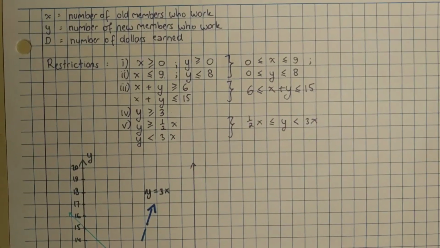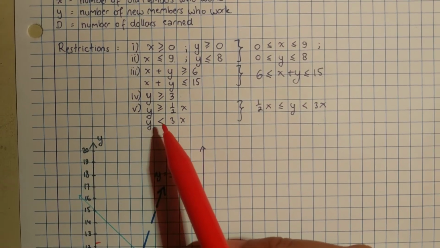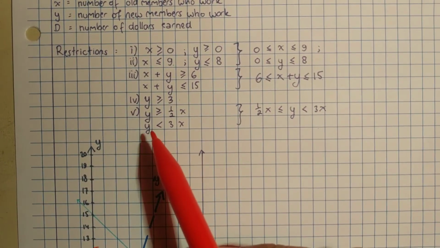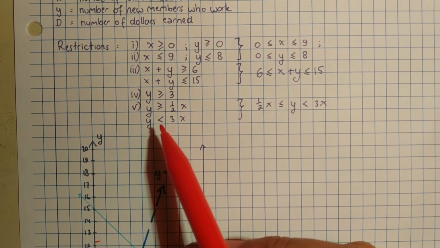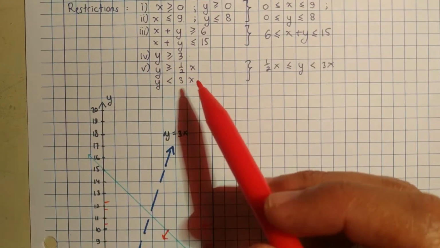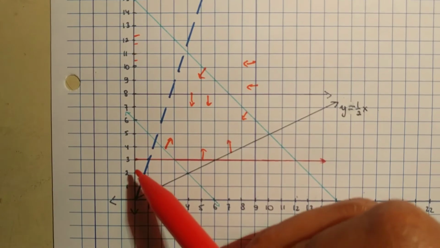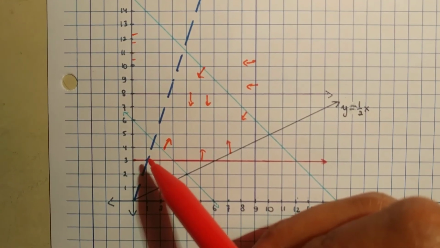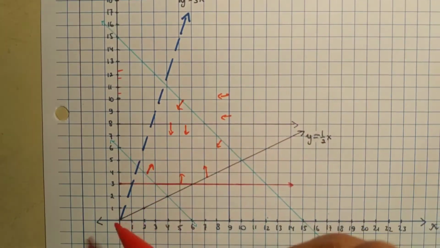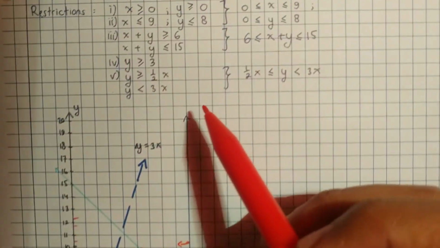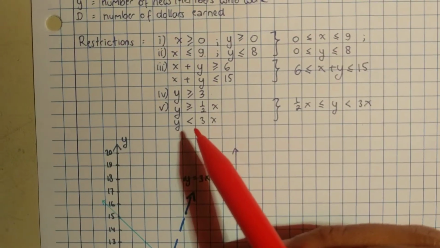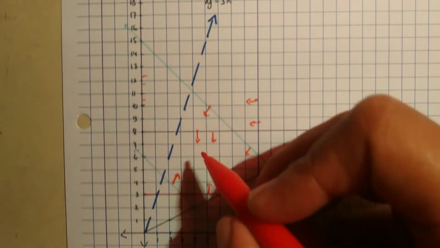And then the last one is y less than 3x. So let's draw y equals 3x. So the y-intercept is 0 and the slope is 3. 1, 2, 3 rise, 1 run. So this is the line. Don't forget it is a dotted line since it is less than only. And then you shade below.